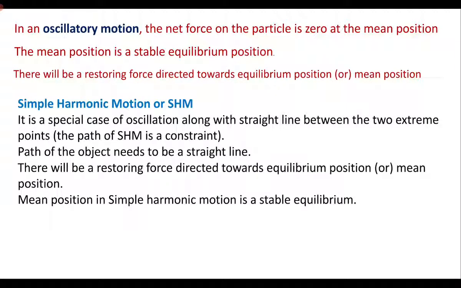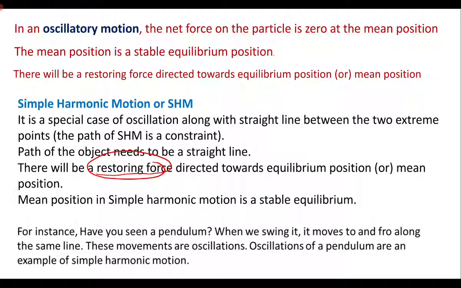Now this is a very important one, simple harmonic motion. Our cam profile design depends on one of the parameters, which is simple harmonic motion. It is a special case of oscillation along a straight line between two extreme points. What is the characteristic? The path of the object needs to be a straight line. There will be a restoring force. So restoring force is considered in defining simple harmonic motion, and this force is directed towards the equilibrium position or mean position. The mean position in simple harmonic motion is a stable equilibrium.